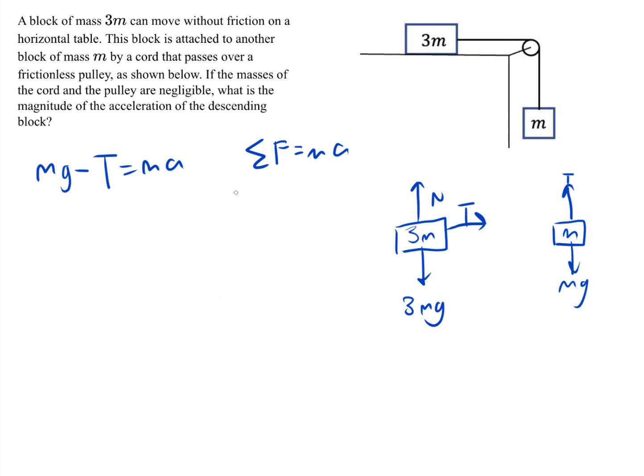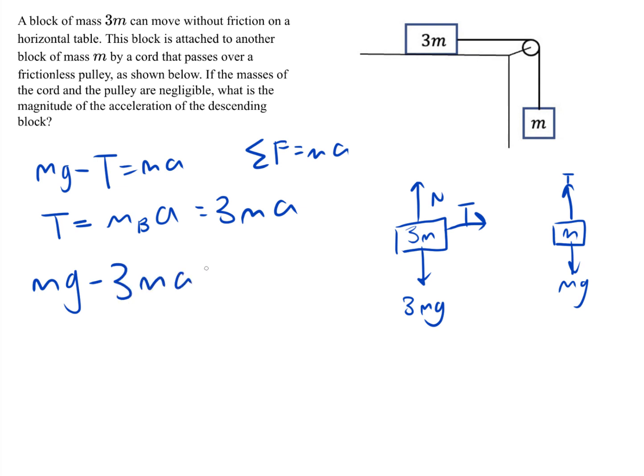And then for this block, we can simply say that the tension force is equal to the mass of the block times the acceleration. And we know that the mass of this block is simply 3m. So we get that the tension is equal to 3 times the mass times the acceleration. Now we can plug this back in over here. So we get that the mass times gravity minus 3 times the mass times the acceleration equals mass times acceleration.